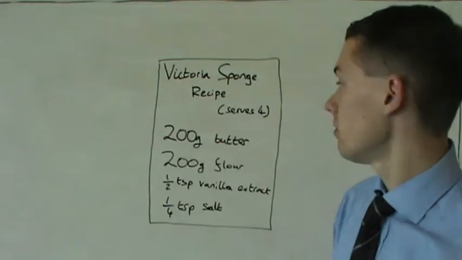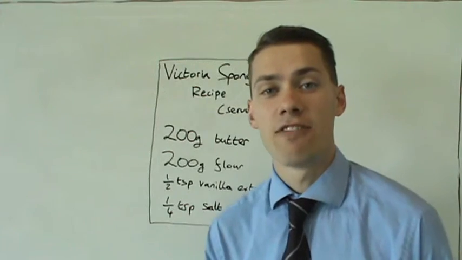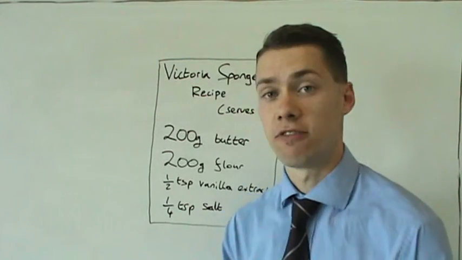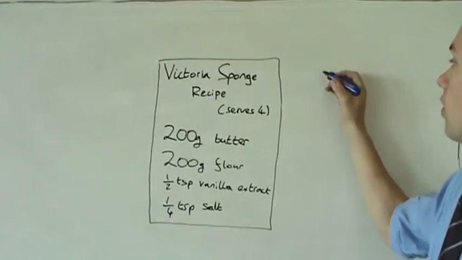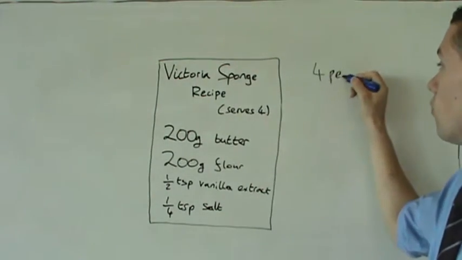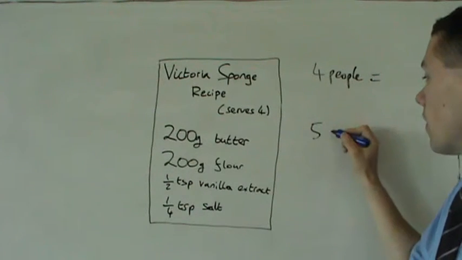Now unfortunately it says serves 4, but we need to serve 5 people this evening. We need to serve 5 people with our Victoria sponge cake. So at the moment it's on 4 people. We want it to serve 5 people.